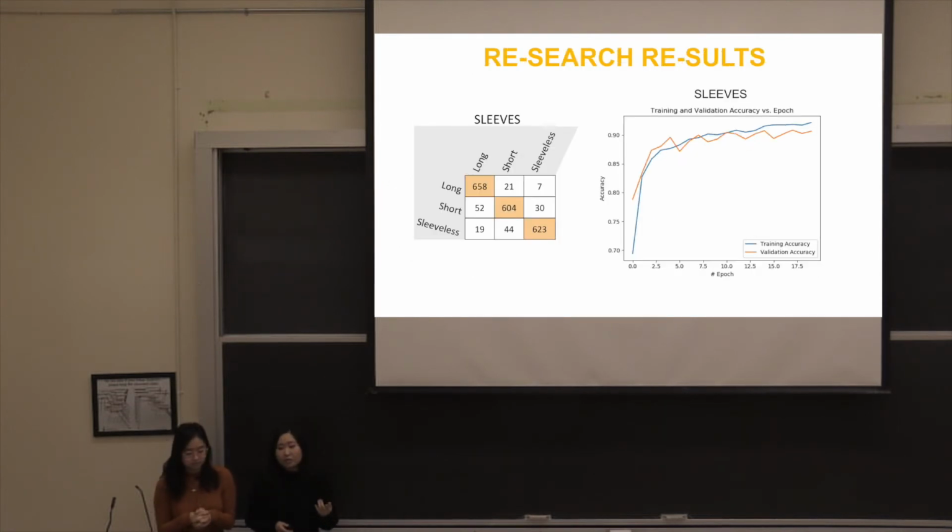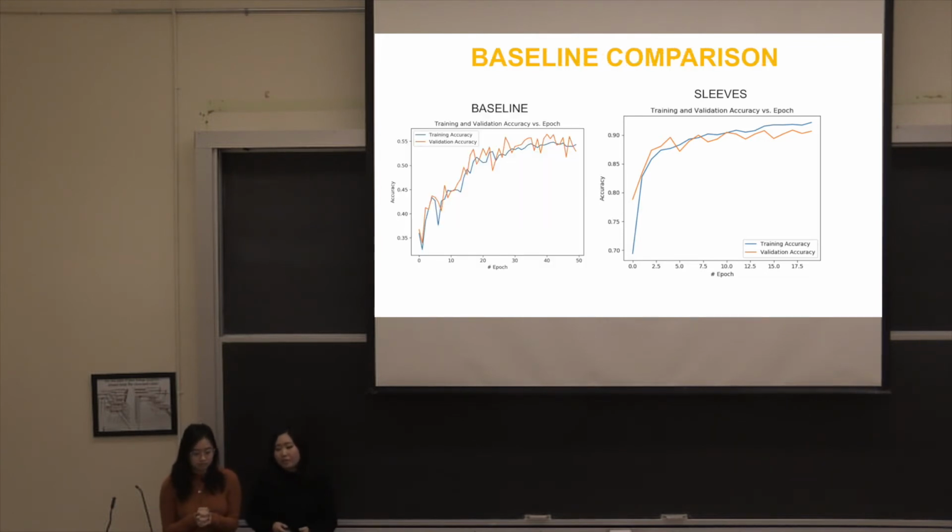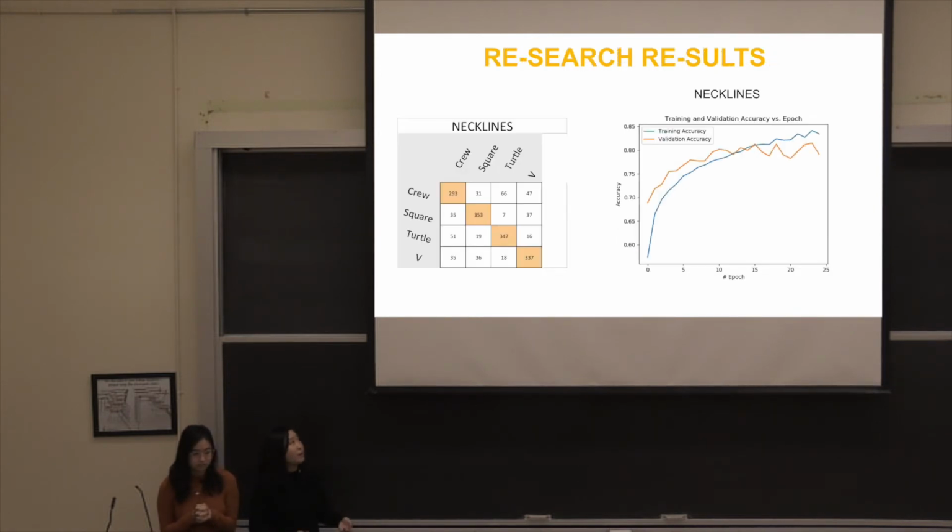And the next one is short sleeves. The short sleeves were a little bit more confused than the other because the range lied more or less in between sleeveless and long tops. And with reference to the baseline, you can see the baseline achieved 55% accuracy, whereas our model achieved 91% accuracy, again, much higher than the 33% random probability.